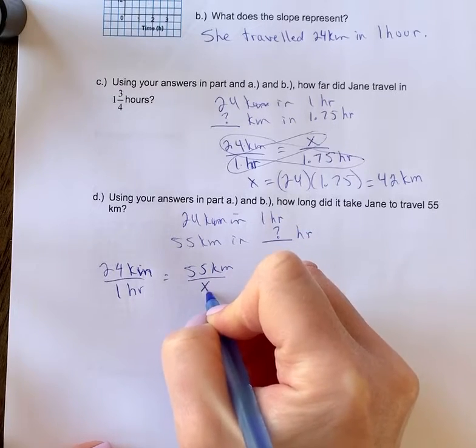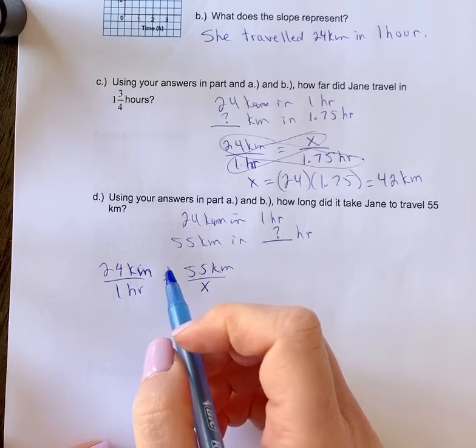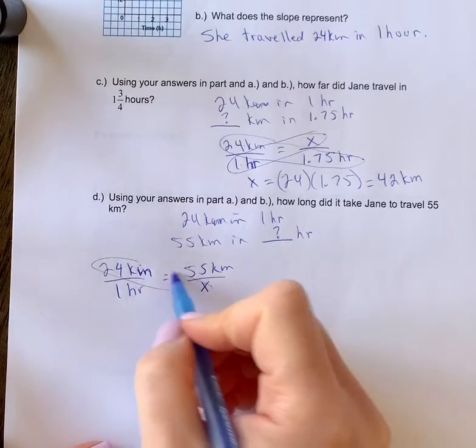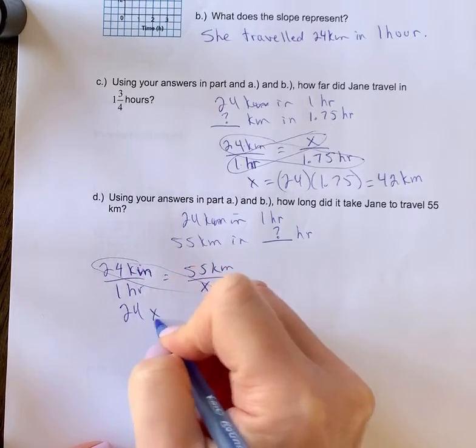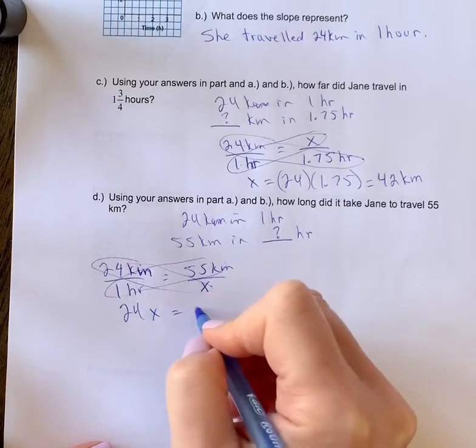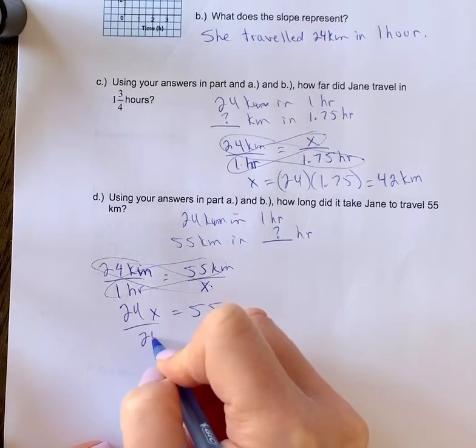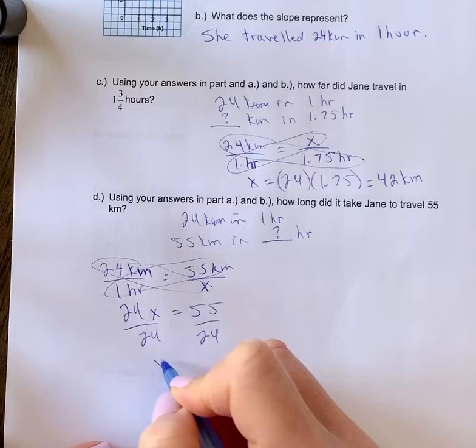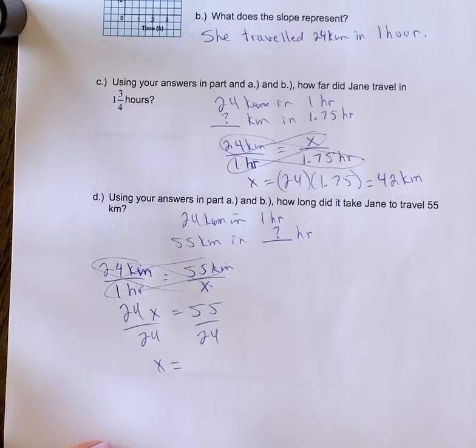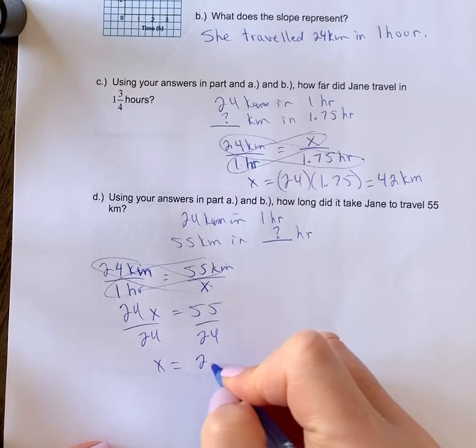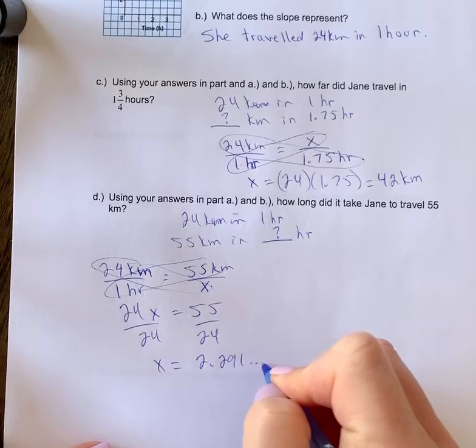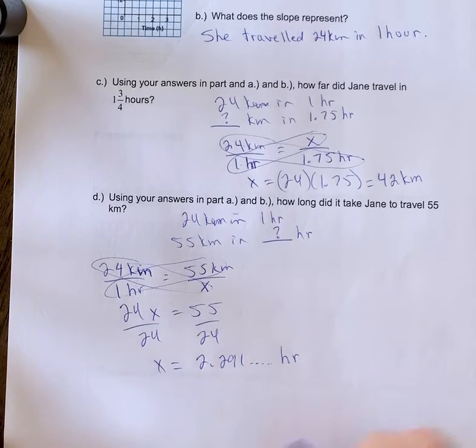So we're going to put X. So again, I like to cross multiply to do this. So I'm going to go 24 times X, 55 times 1, divide off the 24. So again, this is a calculator question. When you put this in your calculator, you're going to get 2.291, and you're going to have other decimals. So that's how many hours. That's a perfectly fine answer if the question asks for it in hours.